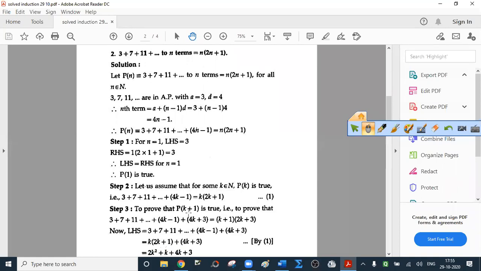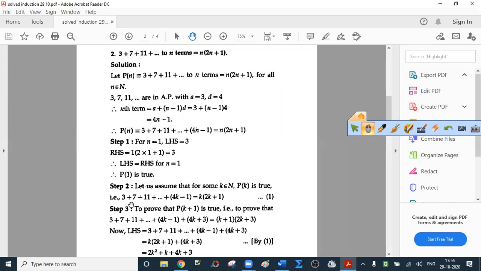Now we prove, we have to rather, we have assumed this. Will you say that let us assume this also? No, you have to prove this. That if this is so, then this is also correct. Now we have to prove that P of k plus 1 is true.